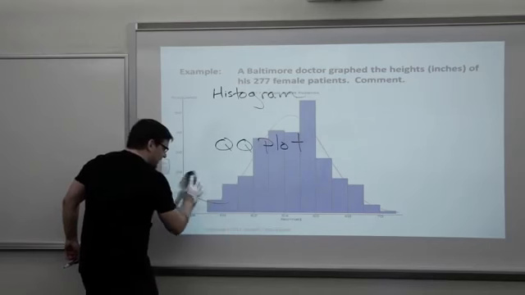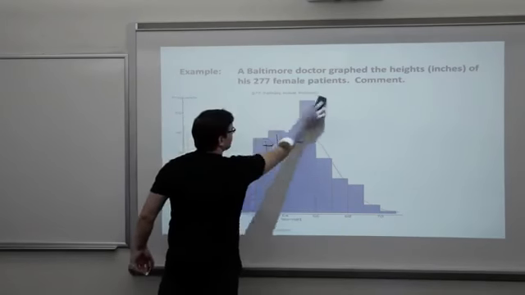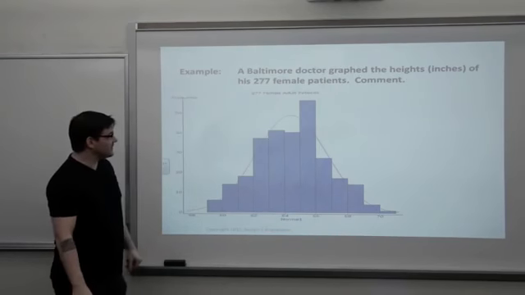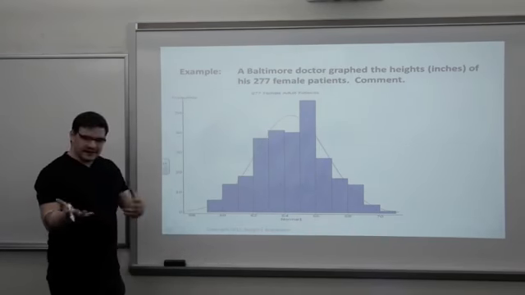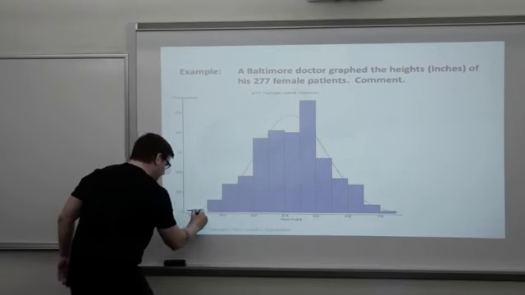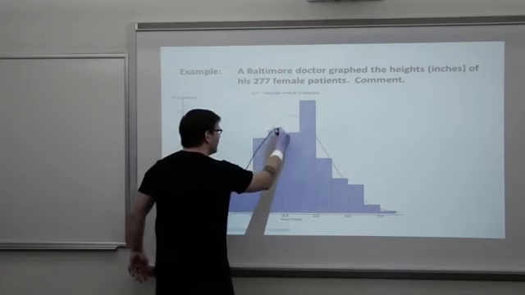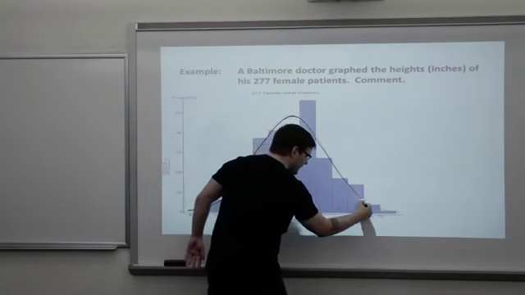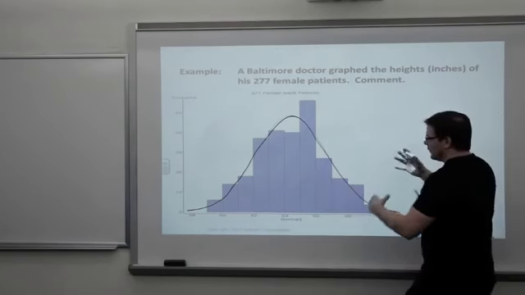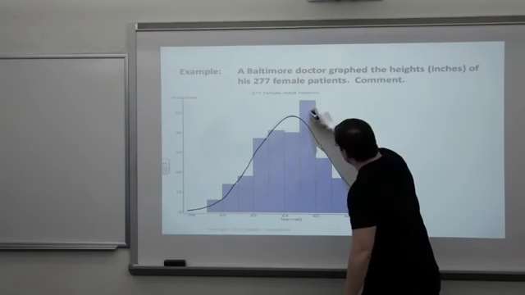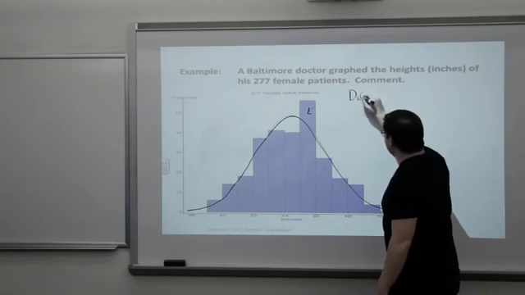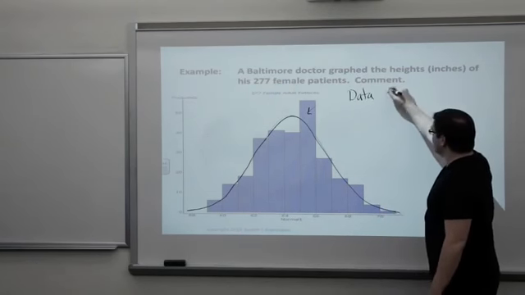Example time. Down at the bottom of the page, a Baltimore doctor graphed the heights of all of his female patients, 277 patients. Comment on the graph. There are two parts to it. It's very faint in your notes, and probably faint on this video, so let me do this, and maybe in your notes, do the same thing. I want to put some comments on what this graph is. Number one, there are two parts. All the rectangles, the blue rectangles here, this is the data. This is graphed with a histogram.